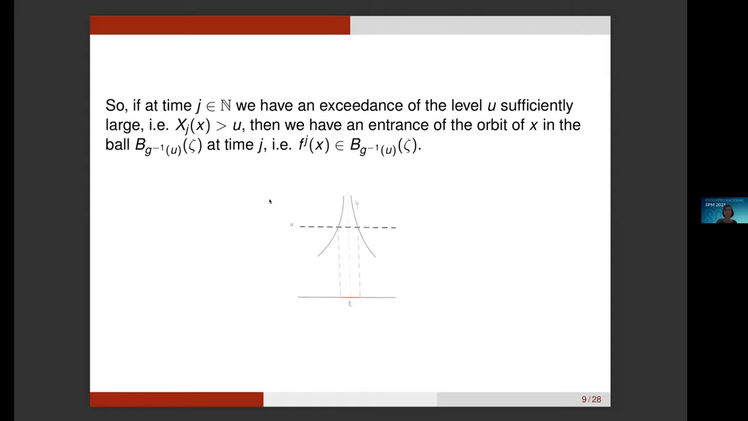Okay, so essentially, if at time j, we have an exceedance of level u sufficiently large, then we have an entrance of the orbit of x in the ball centered at zeta with radius g^{-1} of u, okay? So exceeding the level is equivalent to entering this ball here, centered at zeta.